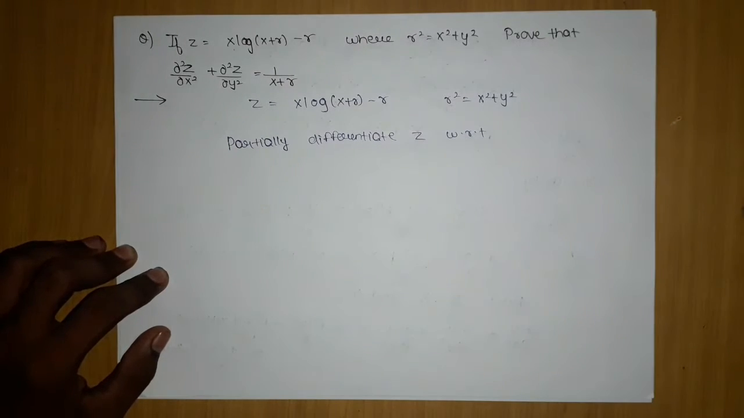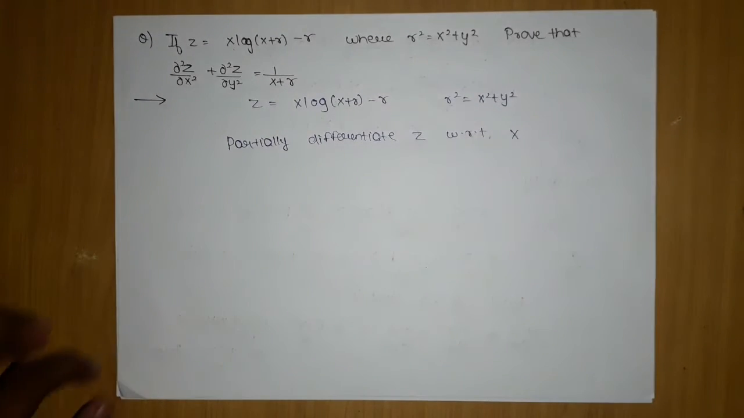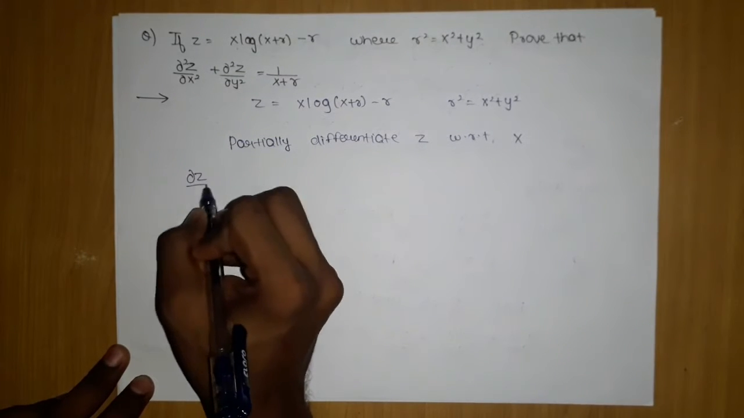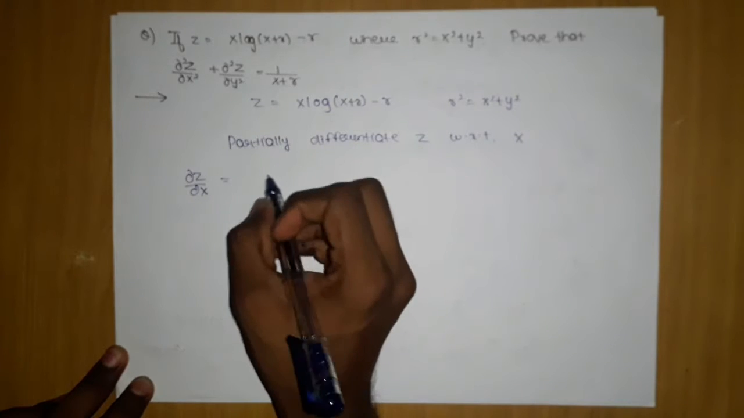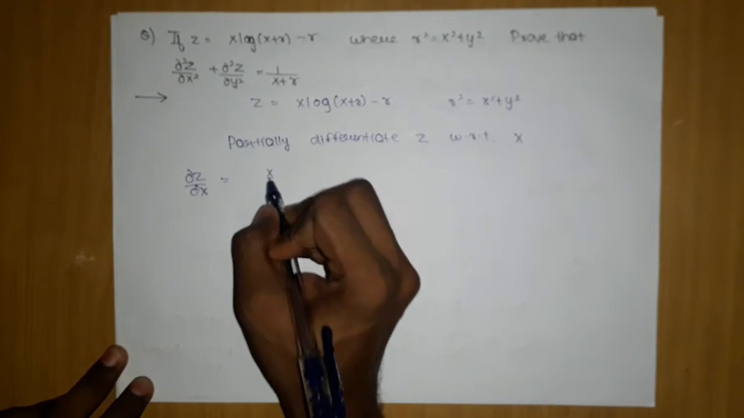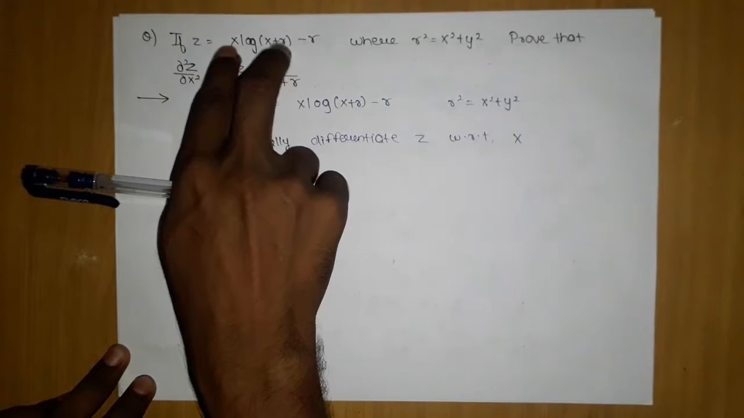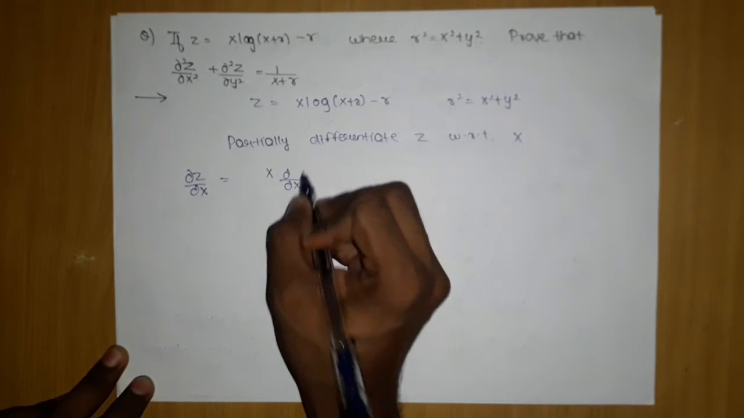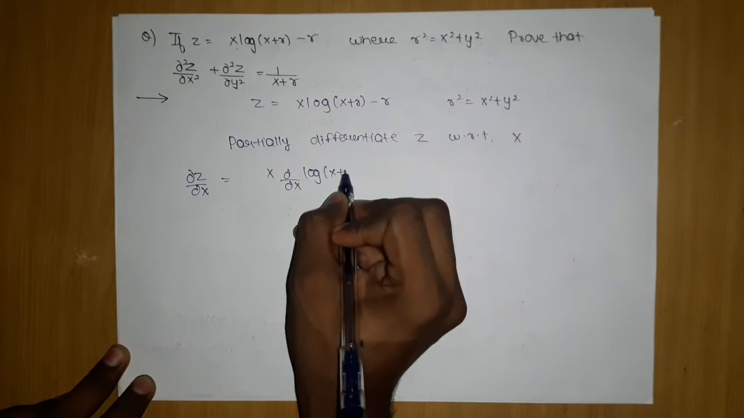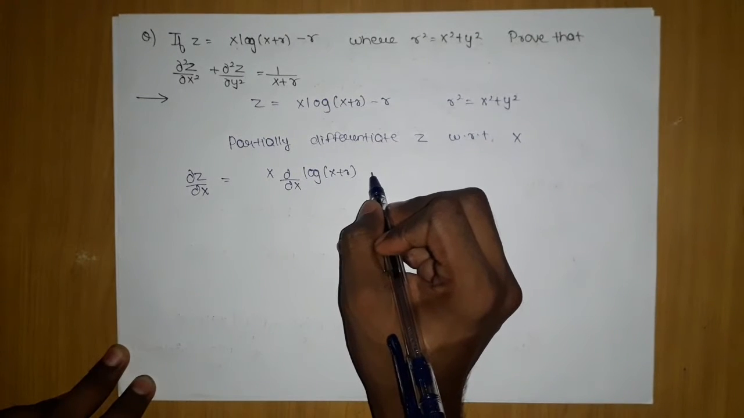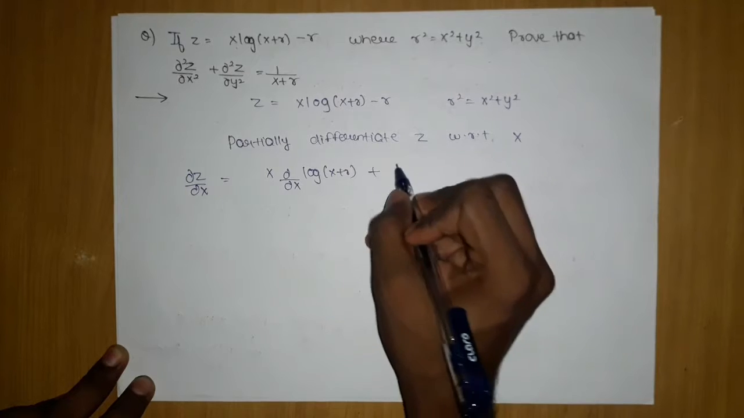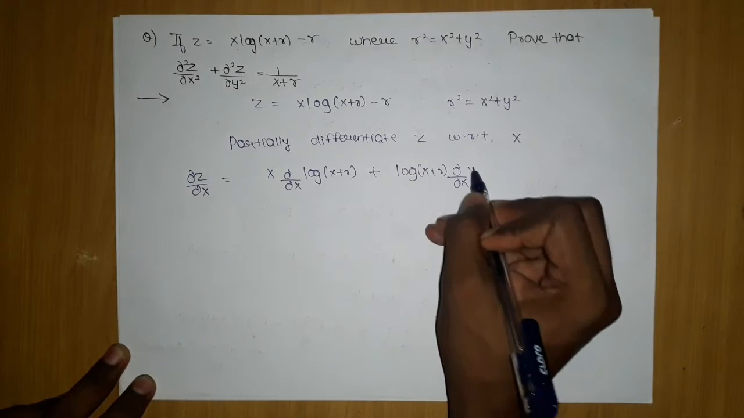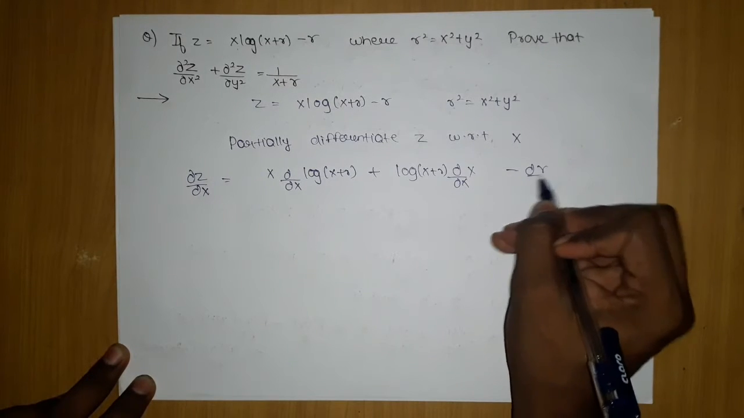First we are going to target our x term with respect to x. If we differentiate, what are we getting? ∂z/∂x will be what? We obtain the differentiation of x using the product rule. So x into ∂/∂x of log(x + r), and further it will be log(x + r) into ∂/∂x of x, right? And here it will be ∂r/∂x.